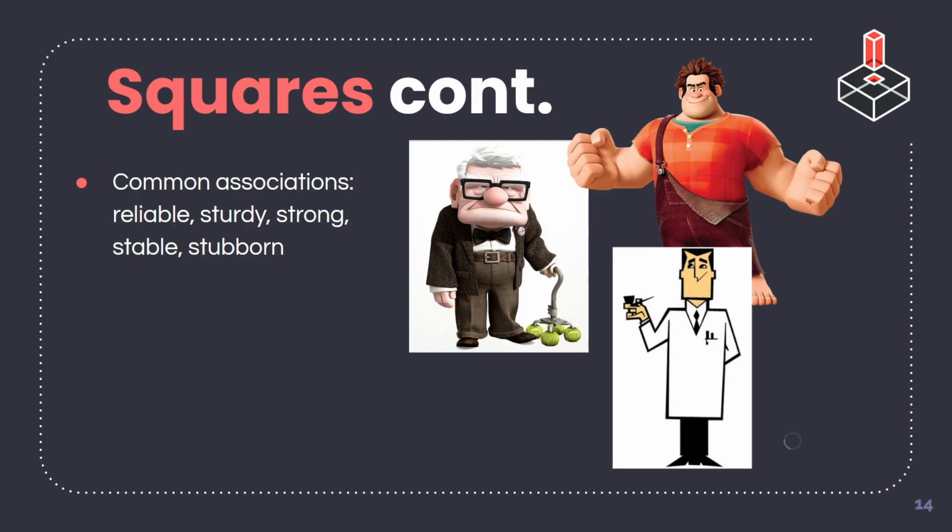So, common associations with squares are that they're reliable, sturdy, strong, stable, or stubborn. A square in a character design shows that that character is set in their ways, strong, difficult to move, all the things that you might associate with a square.